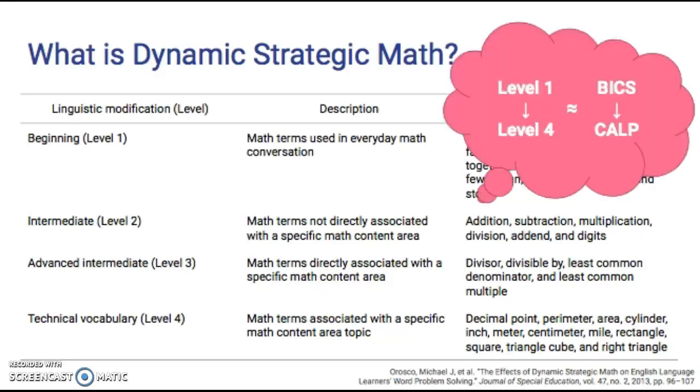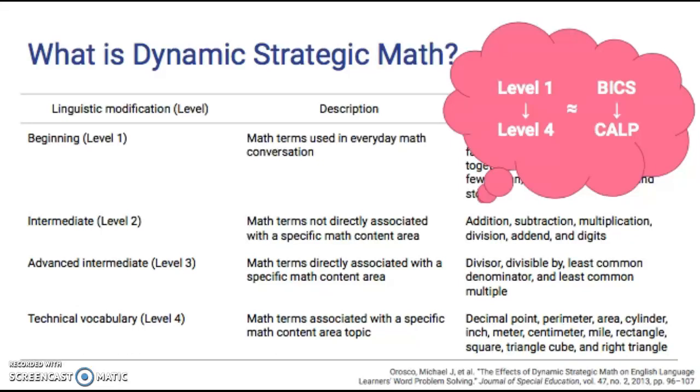So when I read this, it really reminded me of when you go from level 1 down to 2, 3, and then 4. Level 1 would be more of a student's BICS, and then once you move down the levels, you are working towards building their CALP.